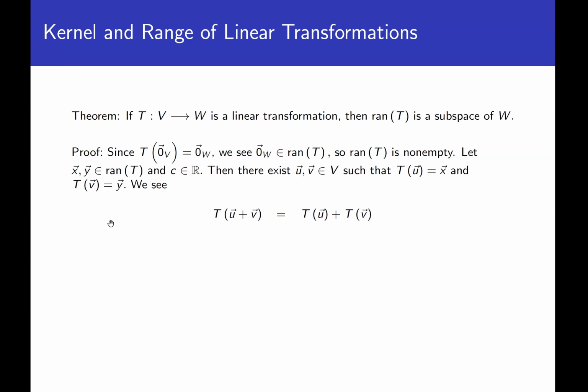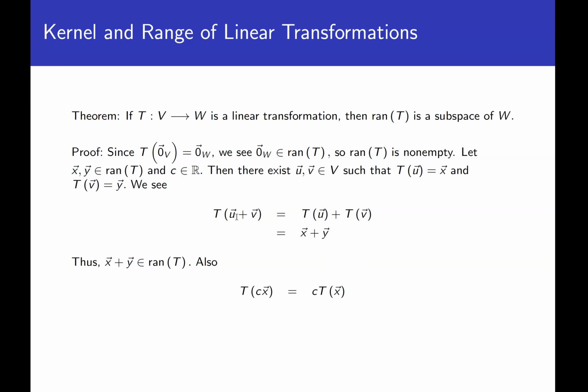Well, the likely candidate here is u plus v. Plug u plus v into the transformation. The transformation splits up over the sum. And then, of course, the transformation applied to u gives me x, and the transformation applied to v gives me y. So I really do see that x plus y is an output of the transformation. So x plus y is in the range.